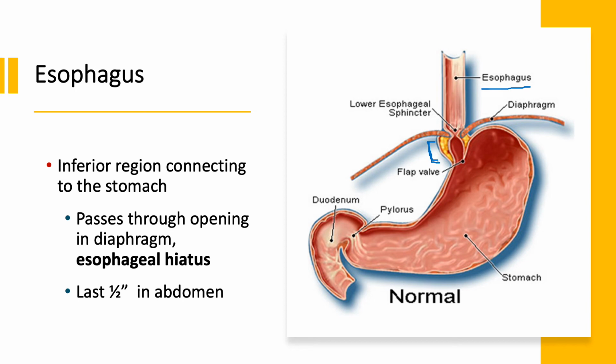Now it passes through a little section called the esophageal hiatus. You've probably heard of a hiatus before. It means a pause or a gap in a sequence. So here we have a pause or a gap within the diaphragm, allowing that esophagus to pass through to connect to the stomach.